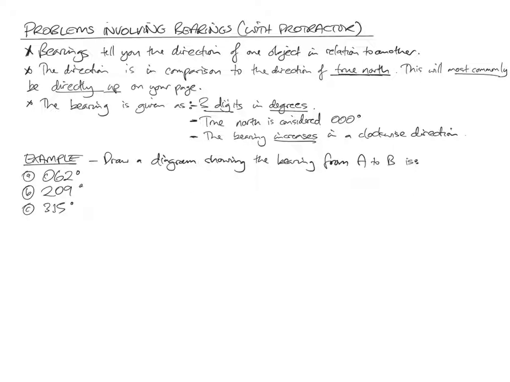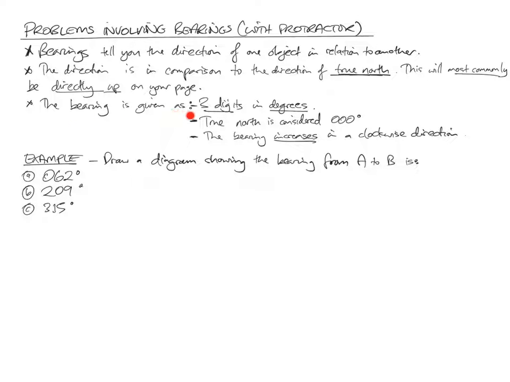So, what's the idea of bearings? Bearings tell you the direction of one object in relation to another, or points really. You're going to be talking mostly about objects being points in space. The direction is in comparison to the direction of true north. So the bearing is a number that you'll get, and it's a number that's based on how far around it is from the direction of true north, which will most commonly be directly up on your page.